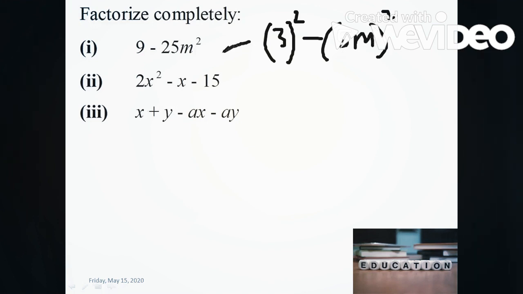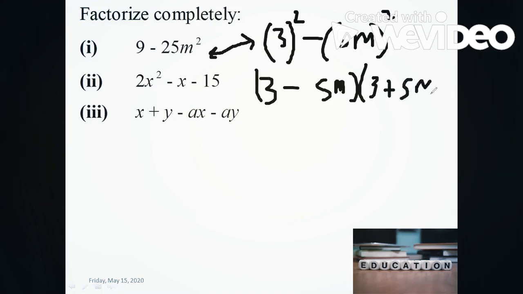All right, so these two are identical. And you know, once you have a difference of two squares, one is also always negative, multiplied by positive. So the answer is 3 subtract 5m bracket 3 plus 5m. All right, so that's the first part.